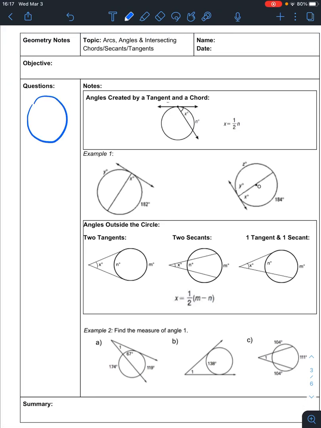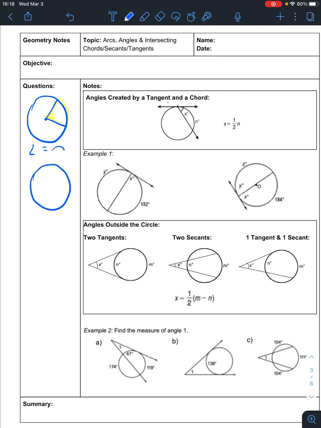In our last lesson, we talked about central angles. This is a central angle. And we talked about how the angle formed by those two radii and this arc are related in that the angle is equal to the arc.